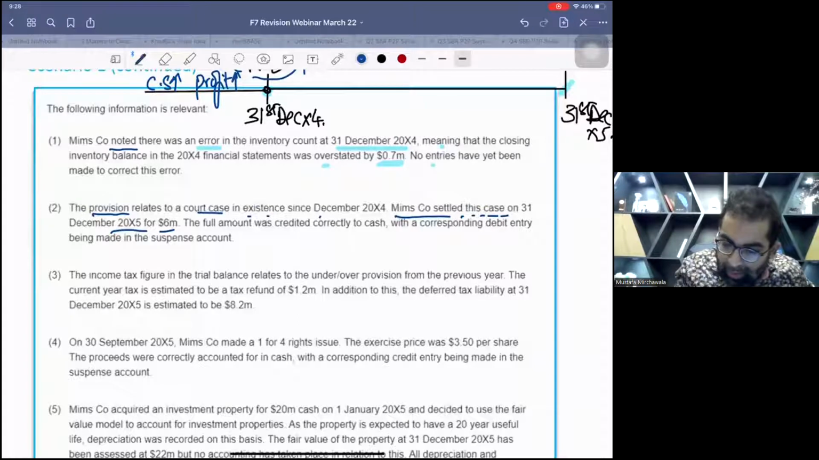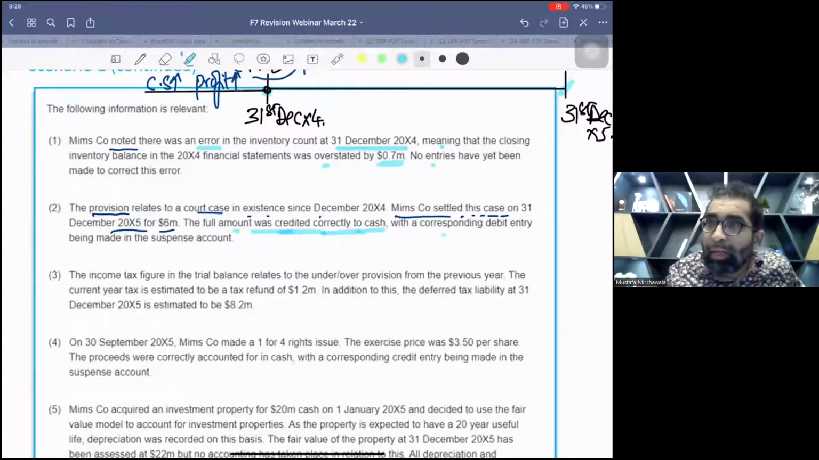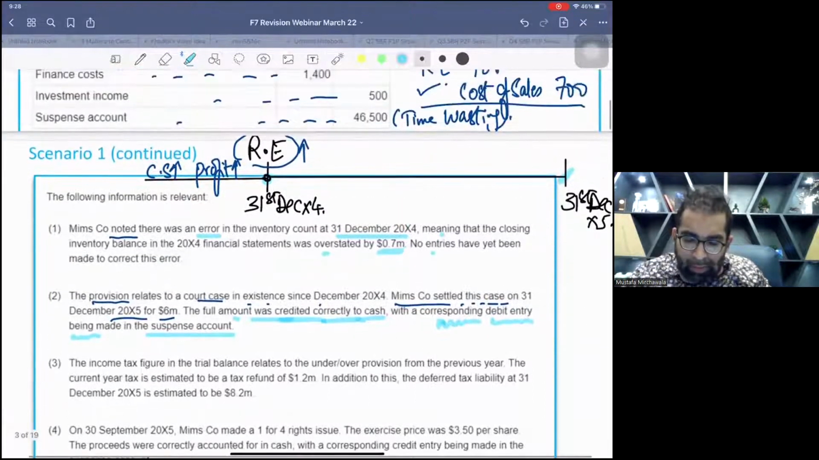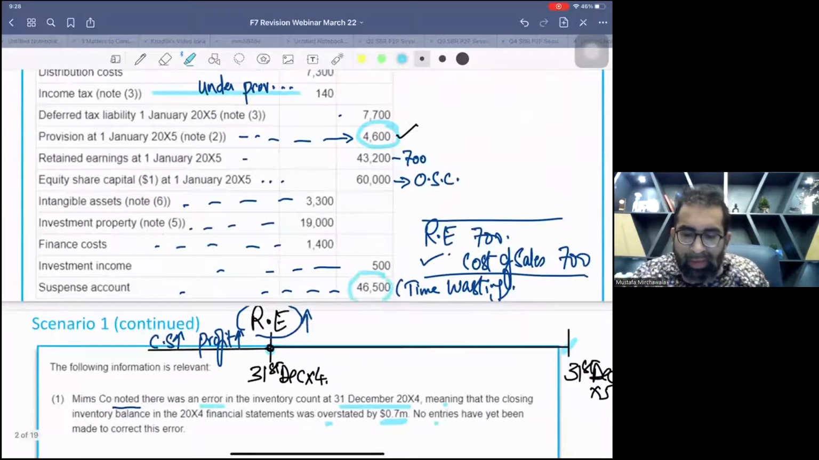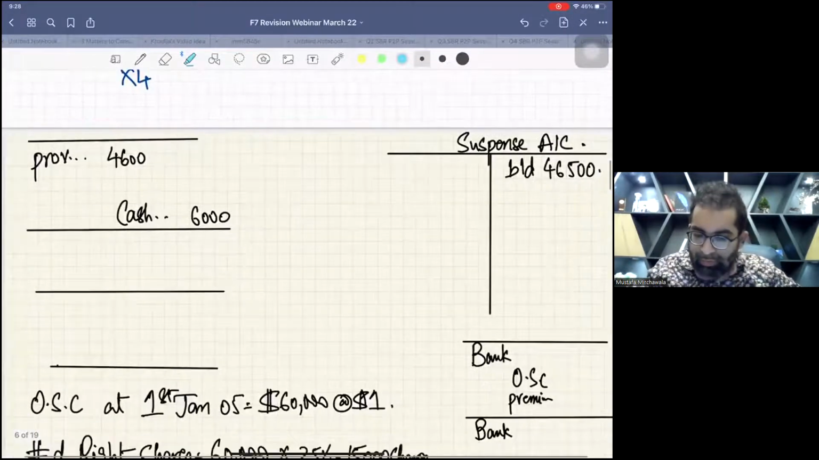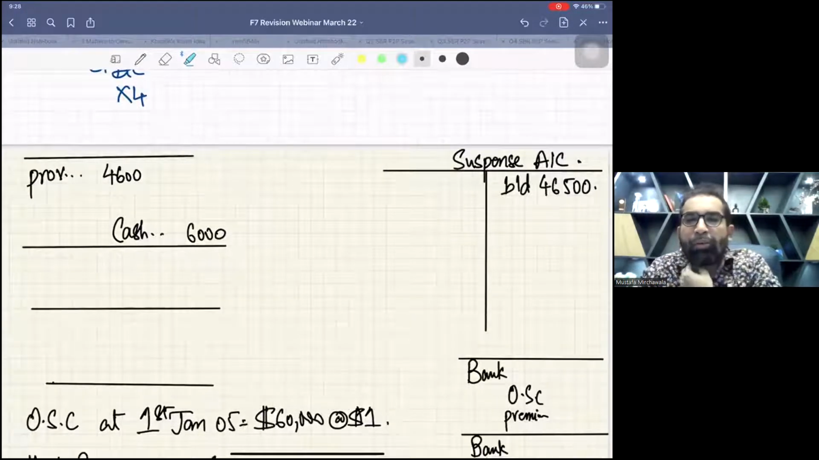Now, the full amount was credited correctly to cash. Yes, we paid the cash, with a corresponding debit entry being made in the suspense account. I'll teach you suspense today as well, but I will advise you in the end, no need to do this in front of the examiner. First of all, tell me, what was the balance of the suspense account in the trial balance? It was 46,500 credit. Suspense account opened on 46,500 credit.